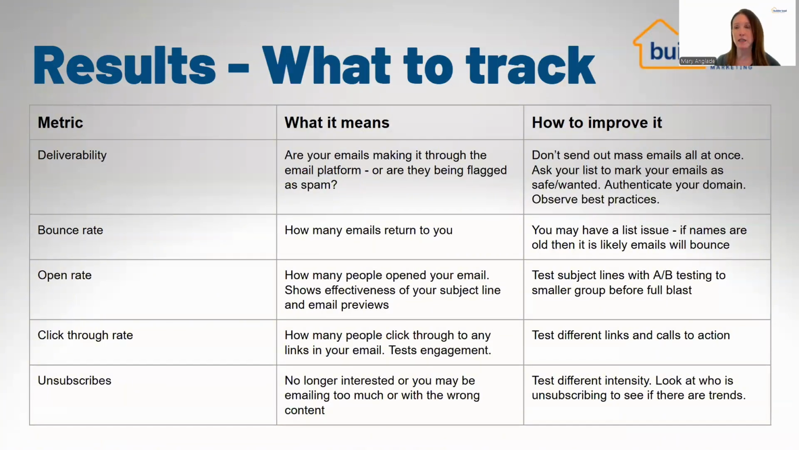And for these key things, what do they mean and how do you improve them? If you are seeing low deliverability, that's a measure of how many emails actually made it. First of all, you could be getting marked as spam. You don't want to send out mass emails all at once. If you have a very large list, you want to drip them out, because that's another flag to the Gmails and the Outlooks of the world. Again, authenticate your domain and observe best practices.